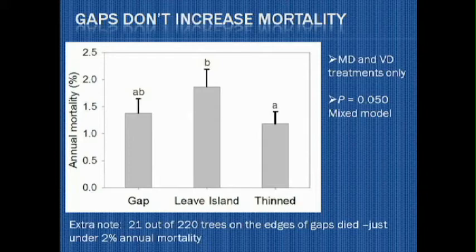The plots were randomly placed within the treatment units, so some of them included gaps and gap edges. And 21 of the 220 trees directly on gap edges died during 5 years of this study. That's just under 2% annual mortality, which again is slightly lower than the control, and in this case very similar to the leave islands.